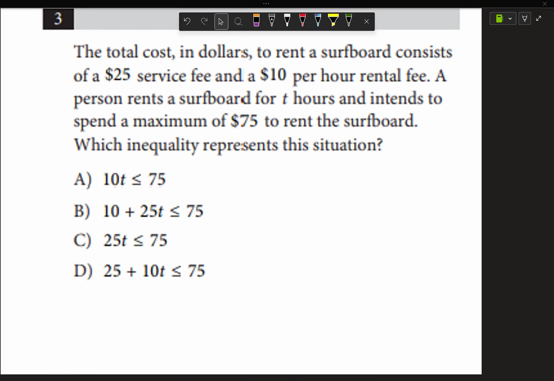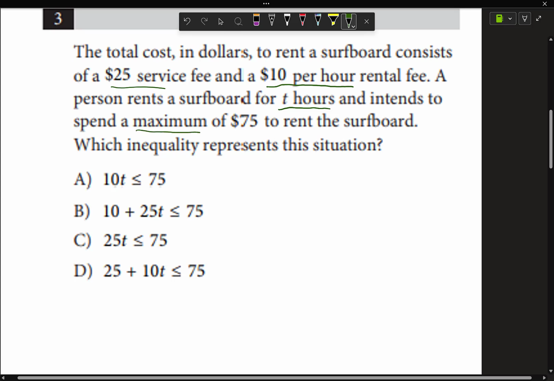So question 3 is a word problem. The total cost in dollars to rent a surfboard consists of a $25 service fee and a $10 per hour rental fee. A person rents a surfboard for t hours and intends to spend a maximum of $75 to rent the surfboard. Which inequality represents this situation? So we'll notice we have the variable t in each one of these inequalities. Well, specifically in this problem, t represents hours.